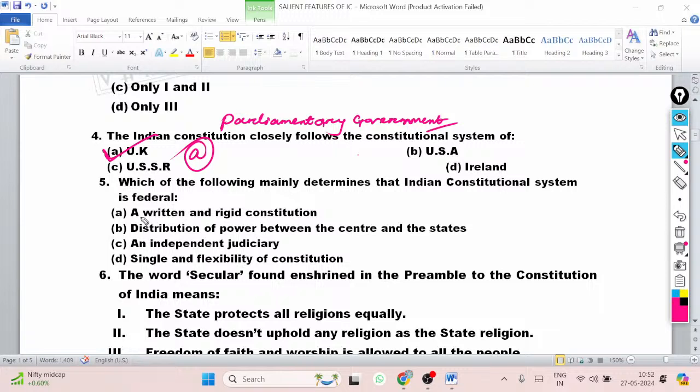Which of the following mainly determines that the constitutional system is federal? See, all the provisions mentioned are federal provisions. Written and rigid constitution is also required. But the distribution of power between the Centre and states is the main thing that determines that the Indian constitutional system is federal. Because a written and rigid constitution may be there, and an independent judiciary may also be there in a unitary system. So the best option is B.